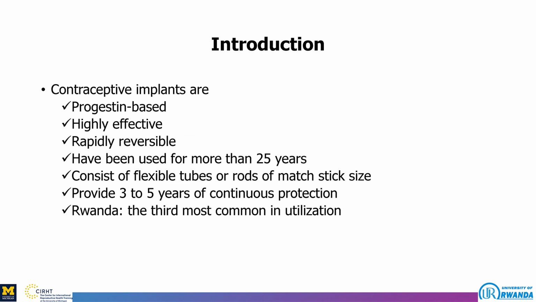Contraceptive implants are mainly a progestin-based contraception method. They are highly effective. They are rapidly reversible. They have been used for more than 25 years now. They consist of flexible tubes or rods of matchstick size. They provide 3 to 5 years of continuous protection from getting pregnant. In Rwanda, the third most common method used is the implants.